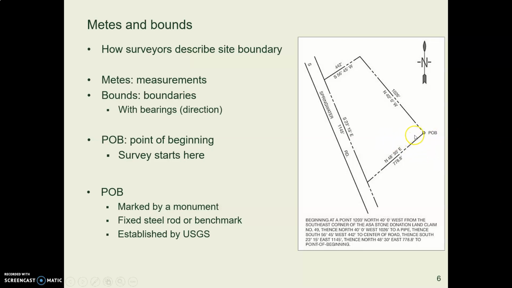And the surveyor starts at that point of beginning and then goes a certain distance, a certain direction, then turns, another distance and direction, another distance and direction, another distance and direction, and their goal is to come back to the point of beginning. So their survey has to form a closed loop, and if it doesn't, they have to do things until it finally does close, because this has to be very precise.